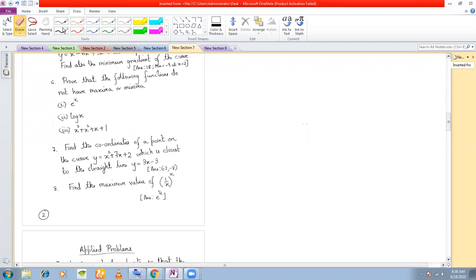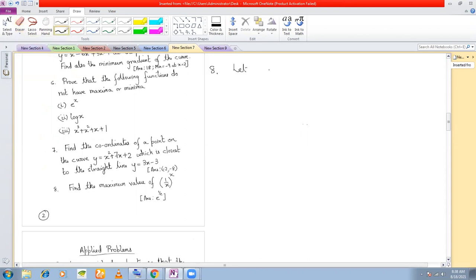Okay, next problem. Number 8. Question is, find the maximum value of. I start by saying let y is equal to, because we are going to take logs on both sides. So when y is equal to, we have this, then it will be convenient for us. Okay, let y is equal to 1 by x to the power of x.